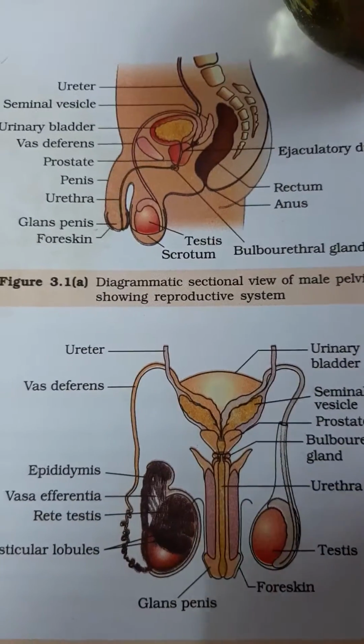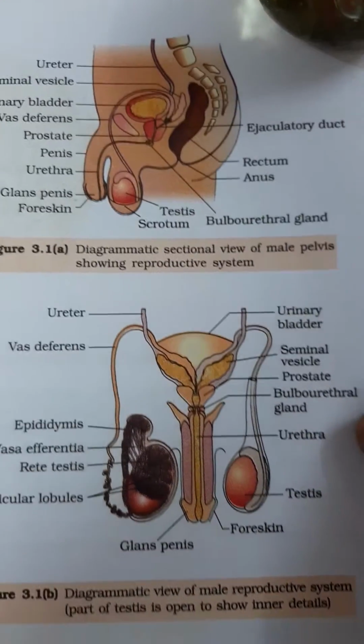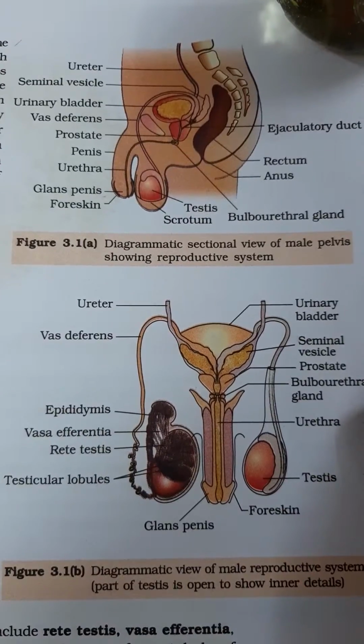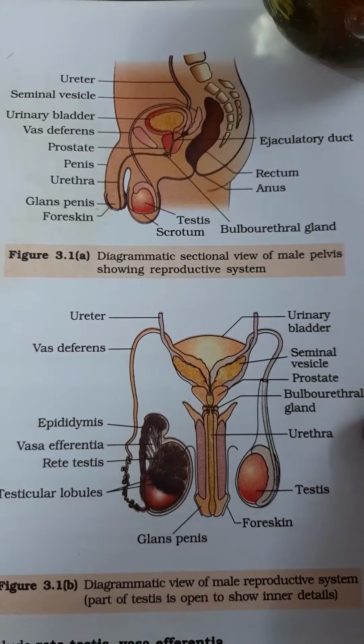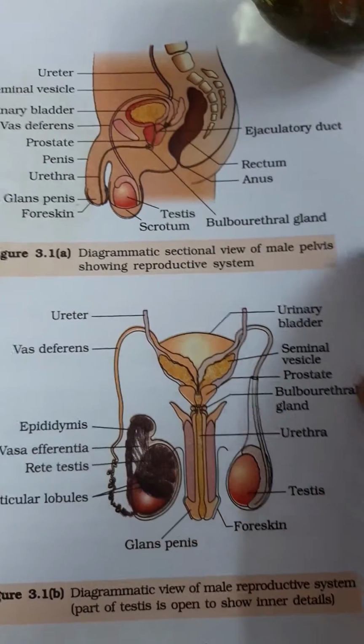The first diagram is a sectional view of the male pelvis, which shows the reproductive system. In the second diagram, you can see the details of the parts of the testes. So that is the only difference between these two diagrams.